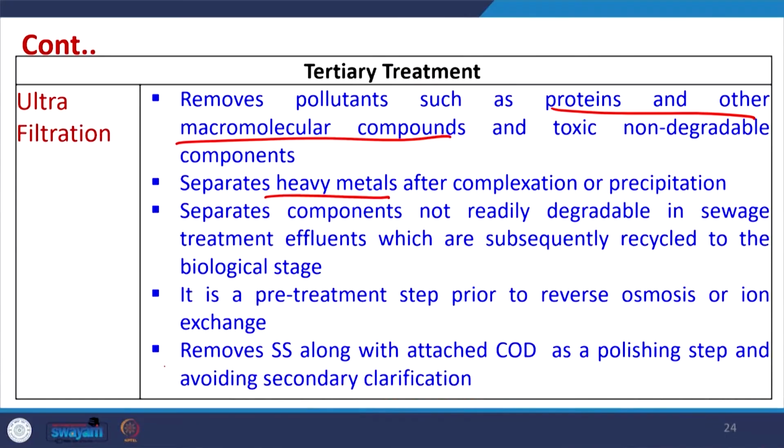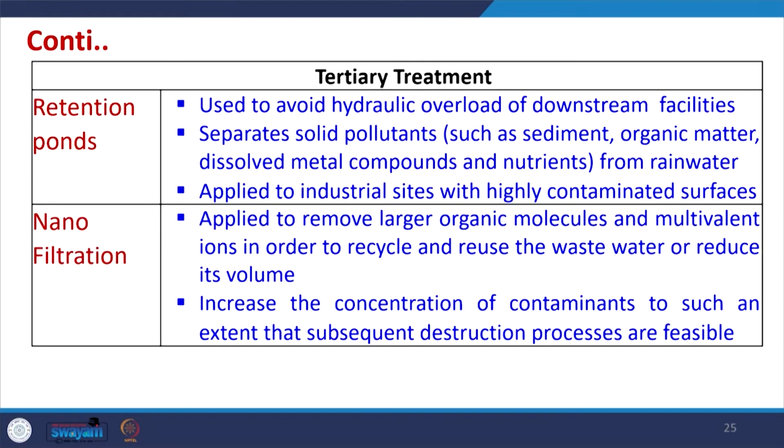It is very common to use ultrafiltration before RO. So, always we will find that the RO unit comes after the ultrafiltration unit in most of the industries. This method removes the suspended solids along with the attached COD, and it works as a polishing step as well. Then we have tertiary treatment using retention ponds and nanofiltration.